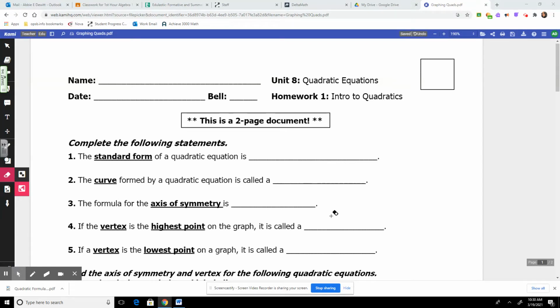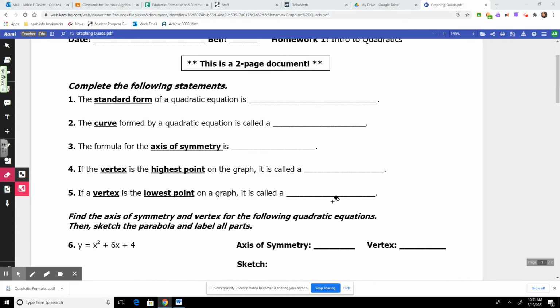All right, y'all, so today we are going to start discussing quadratic equations, and we're going to begin by graphing. So this is a 2-page document that is going to introduce quadratics to you and give you a few vocabulary words, and then we're going to graph and analyze our graphs of our quadratics. There are a few vocabulary words listed here that you're going to hear over the next several days.